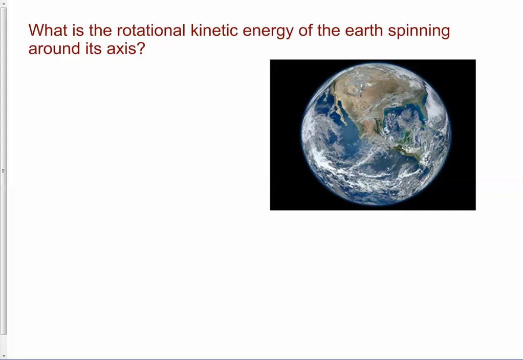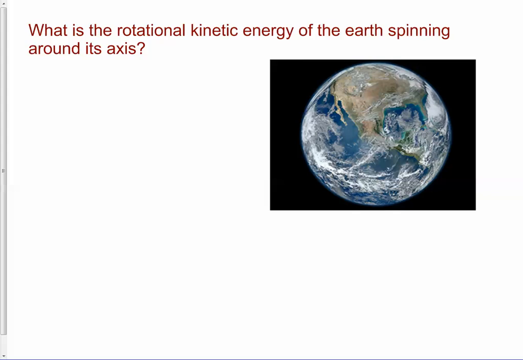We're continuing the second part of the video on rotational motion, energy, and momentum. So we just did an example where we calculated the rotational kinetic energy. We'll do another example now. What is the rotational kinetic energy of the Earth spinning around its axis? Just because of its rotation, just the fact that it's spinning around an axis, how much energy is there simply because of that motion?